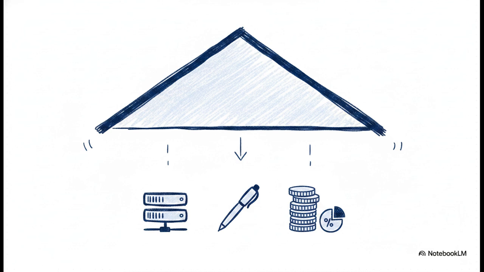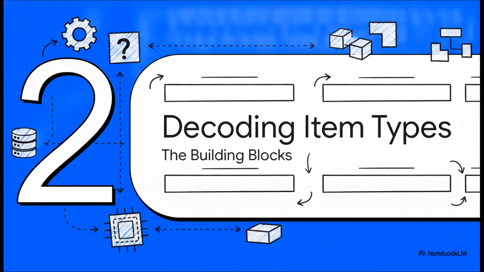Like if an order has servers and pens, you can actually split the sales commission between two different reps based on exactly what they sold on their respective lines. And honestly, if you've ever had to mediate a sales commission dispute, you know exactly how crucial that level of detail is. Let's move on and see how this builds in Section 2, Decoding Item Types, the building blocks.